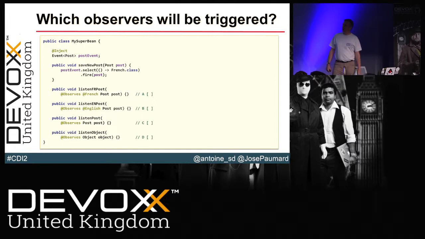And we have four observers. The first one observes the French events. French here is the annotation, the qualifier annotation, sorry. We also observe the English events, which is probably another qualifier defined somewhere else. We also observe the post object without any qualifier. And we also observe a plain object, obviously a superclass of the post object, with no qualifier. All right, and the question is, which of the observers will be triggered by the fire call at the top of the class? Any idea, someone?